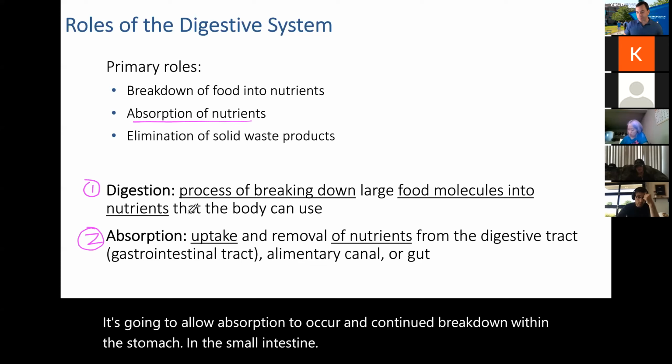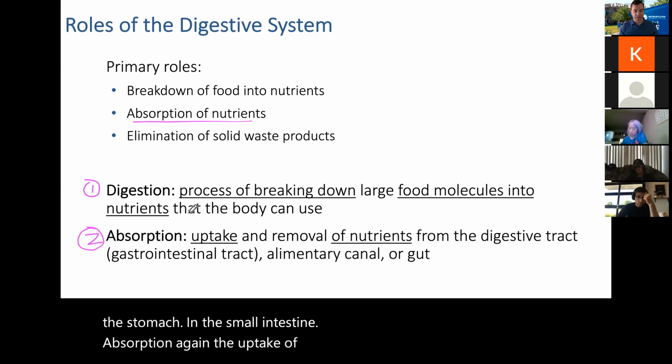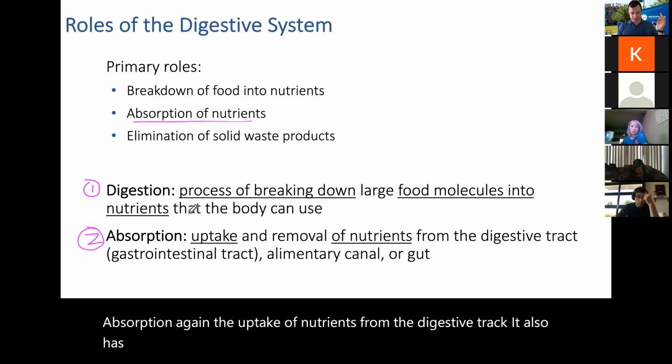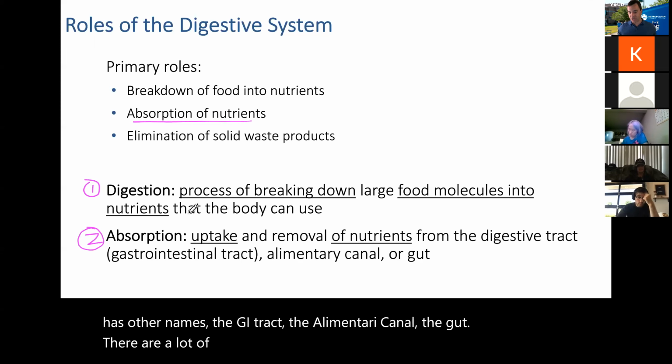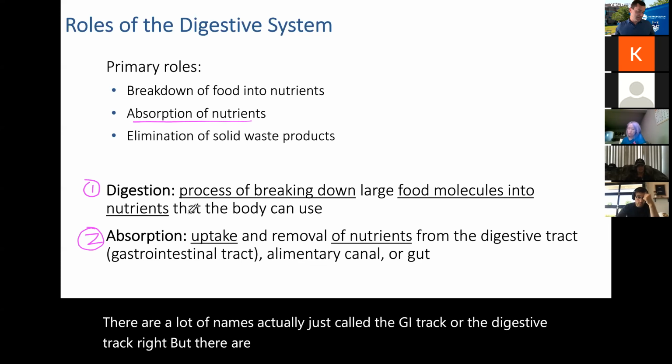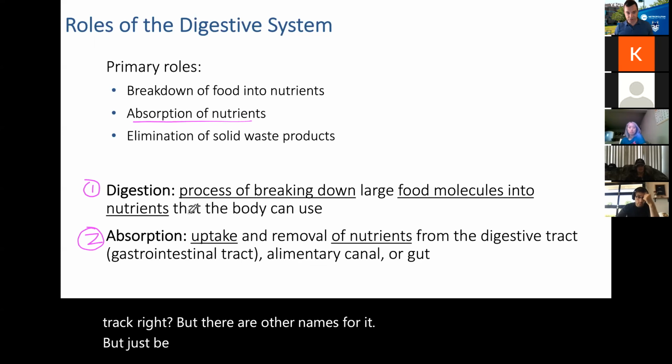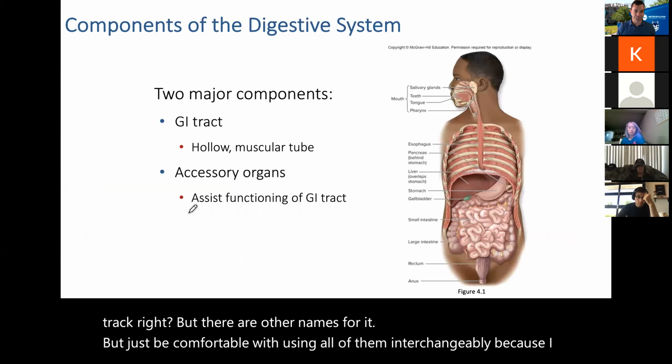Absorption, again, the uptake of nutrients from the digestive tract. It also has other names: the GI tract, the alimentary canal, the gut. There are a lot of names. I usually just call it the GI tract or the digestive tract, right? But there are other names for it. Just be comfortable with using all of them interchangeably, because I do most times as well.